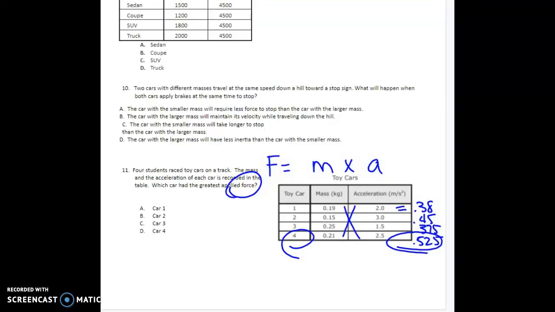All right, guys, so we've got 4 students who race toy cars down the track, and the mass and the acceleration of each car is recorded on the table. Which car has the greatest applied force? We're looking for force. That's force equals mass times acceleration. So I'm just multiplying all of these right here. This first one is going to be 0.38. Then we've got 0.45, 0.375, and 0.525. We're looking for the greatest force, and that's going to be this one right here. So car number 4 has the greatest applied force.